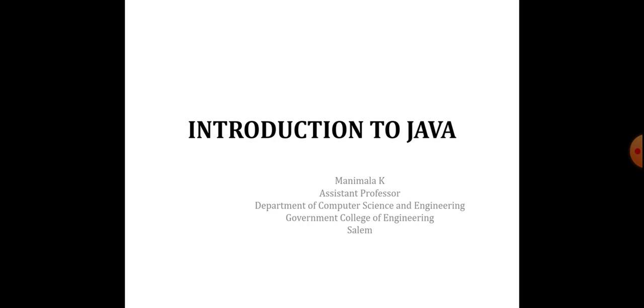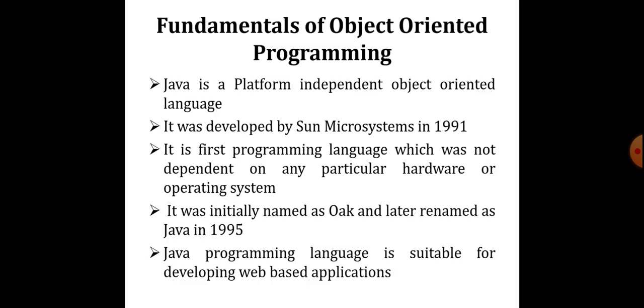In this video, I discuss Introduction to Java. Java programming language is a platform independent object oriented language. It was developed by Sun Microsystems in the year 1991. It is the first programming language which did not depend on any particular hardware or operating system. It was initially named Oak and later renamed Java in the year 1995.